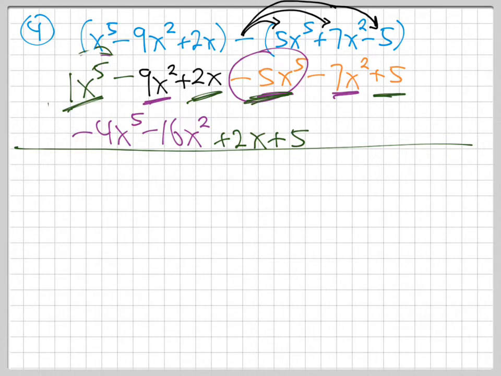Let's see where we're at. We got to switch papers. So to number 8, x plus 4 squared minus x plus 7 squared.